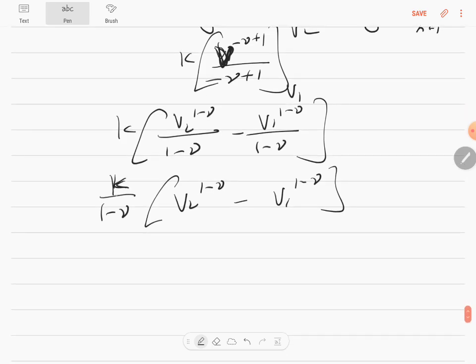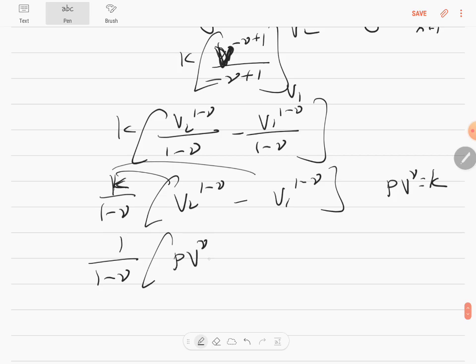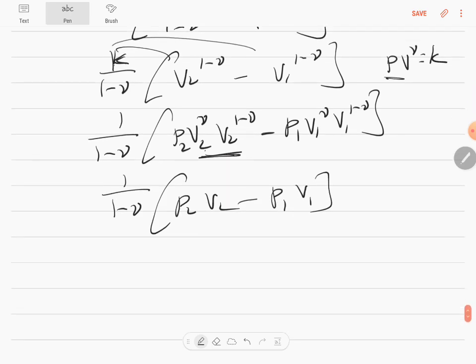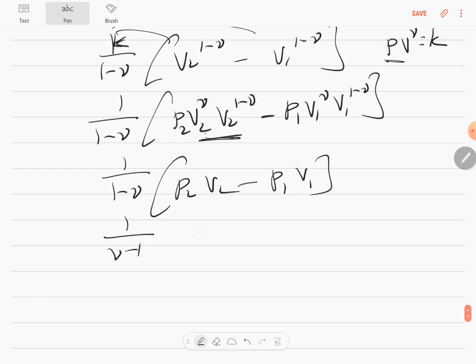Now what is K? You know, PV to the power gamma is K here. So you can take the K inside: 1 by 1 minus gamma into P2 V2 to the power gamma into V2 to the power 1 minus gamma, minus, since K is brought inside, P1 V1 to the power gamma into V1 to the power 1 minus gamma. So when you consolidate, this will be P2 into V2 minus P1 into V1. For some reason, they'll write it as 1 by gamma minus 1 and interchange this, so P1 V1 minus P2 V2.